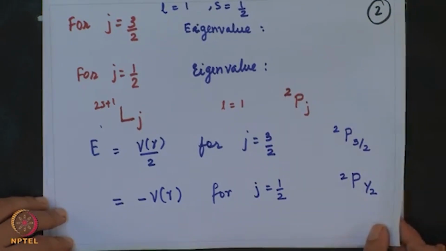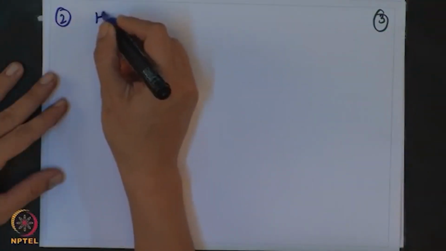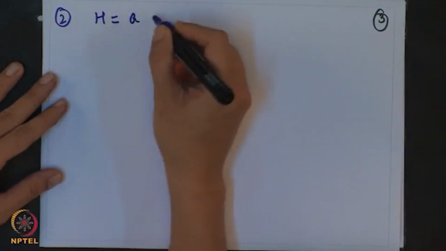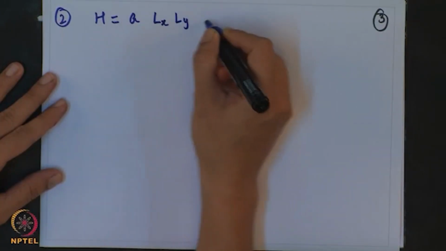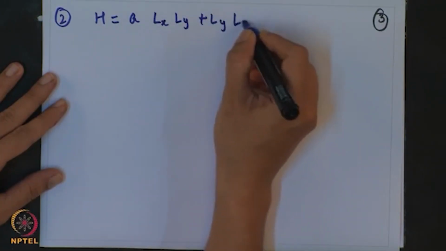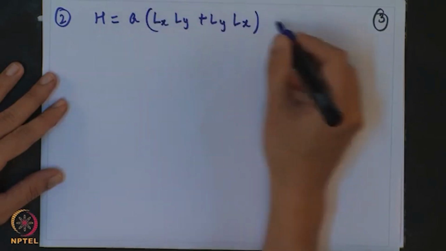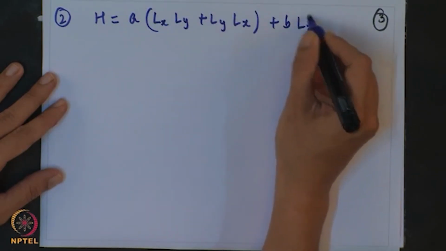So, now let us go to the second problem. In the second problem, a Hamiltonian is given to you and you have to evaluate some commutation relations and some more results. Okay. So, this problem is divided into 3 steps. So, second problem, H is A (Lx Ly plus Ly Lx) plus B Lz.